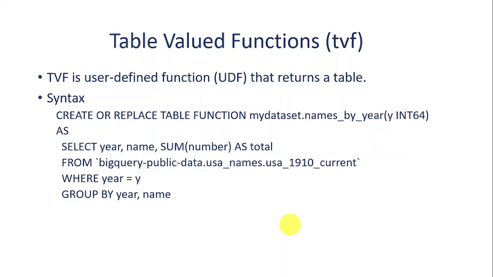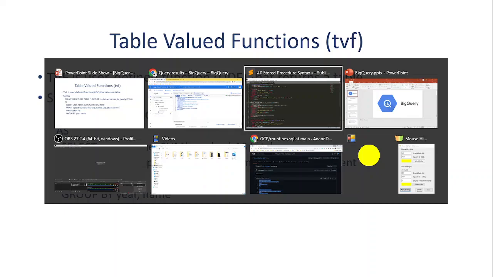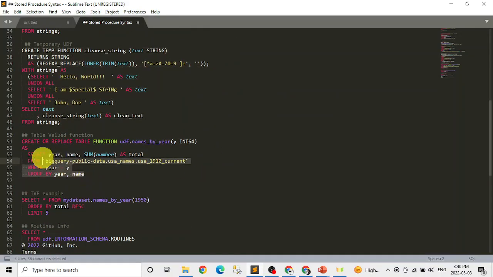A table function contains a query that produces a table. If you look at the syntax on the screen, from here to here, we are creating with CREATE OR REPLACE TABLE FUNCTION, then the dataset name followed by the table valued function name, then a parameter we need to pass, and then the query. This query returns a table. Okay, so let me show you in a much better way.